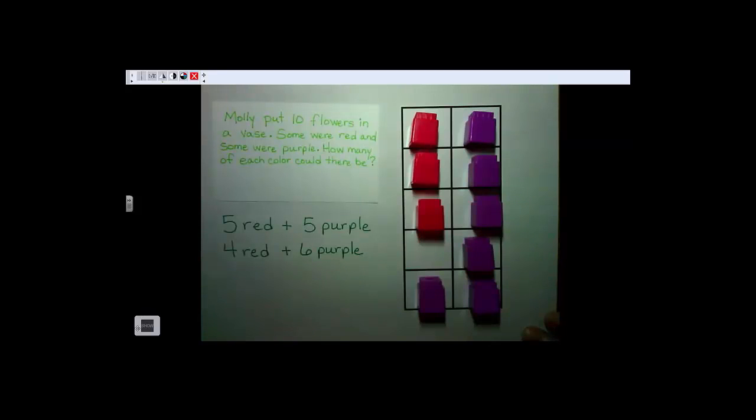They can continue experimenting by taking away a red and replacing with purple. Here we have 3 red and 7 purple. That's another combination of flowers that would put 10 in Molly's vase. Students could continue working with the cubes in the 10 frame to find other possible combinations of flowers in Molly's vase.